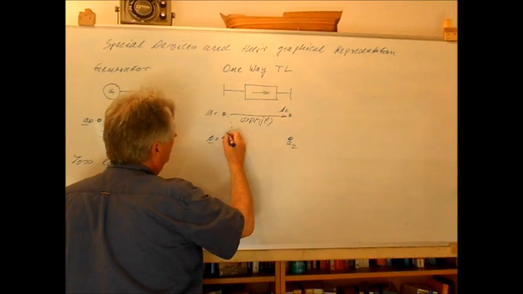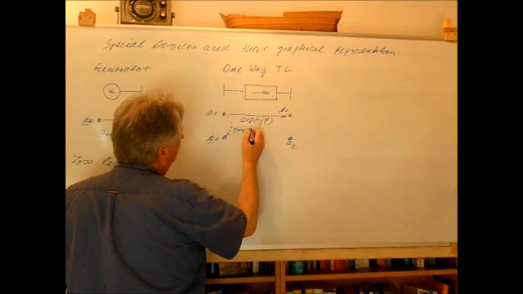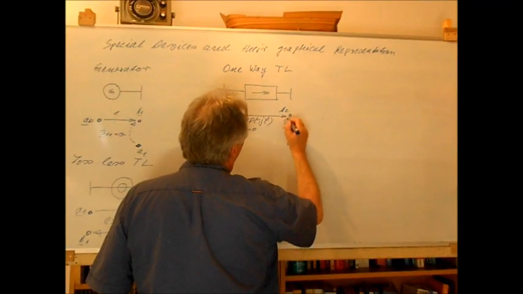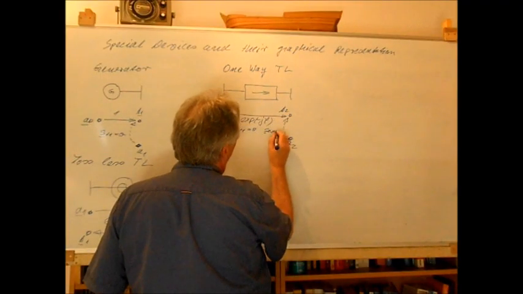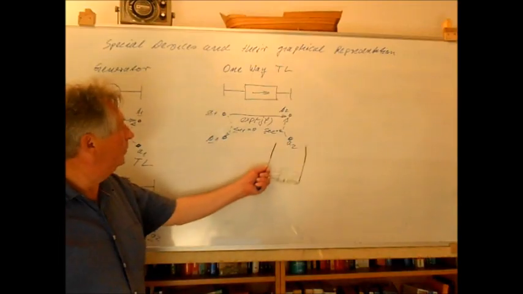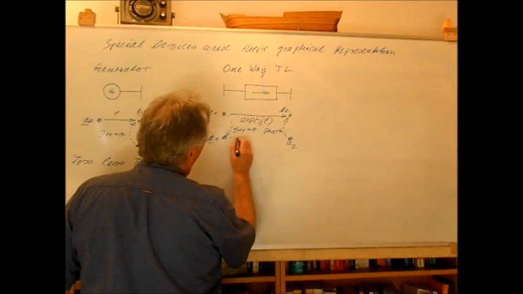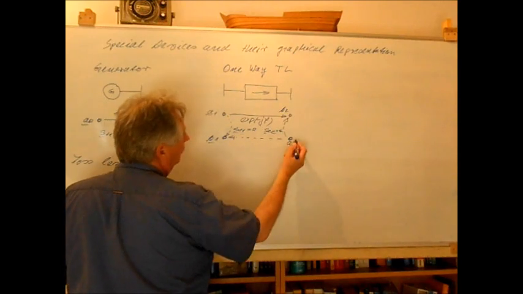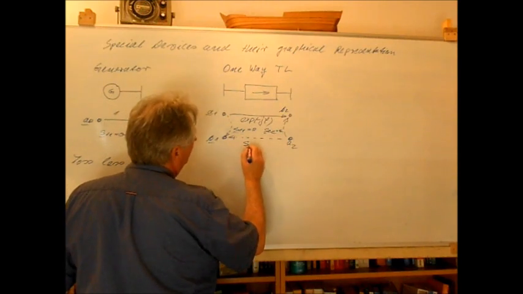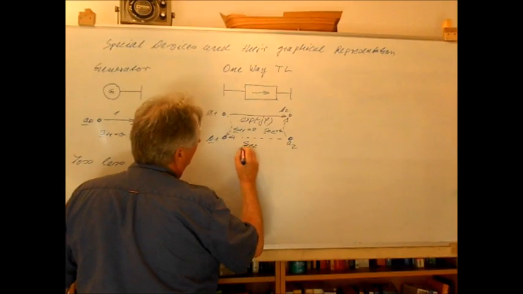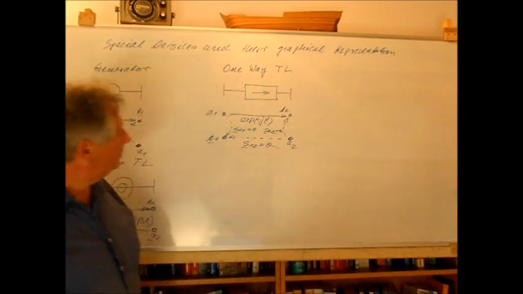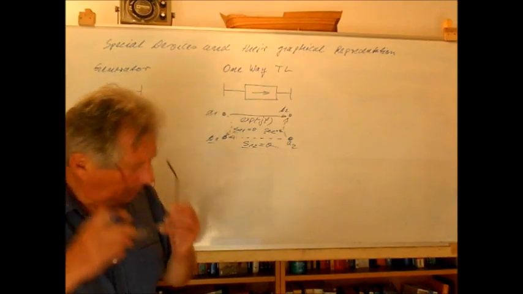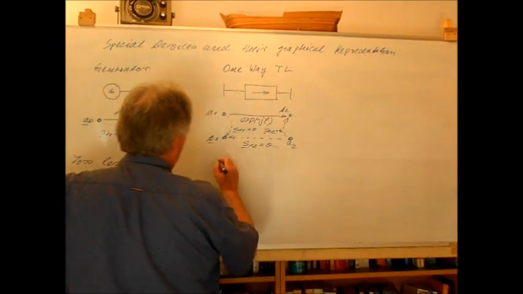So especially S11 will be 0. Also here the parameter S22 will be 0, and also there will be no transmission from port 2 to port 1, so S12 will also be 0. This is an ideal one-way transmission line. A further element could be an absorber.